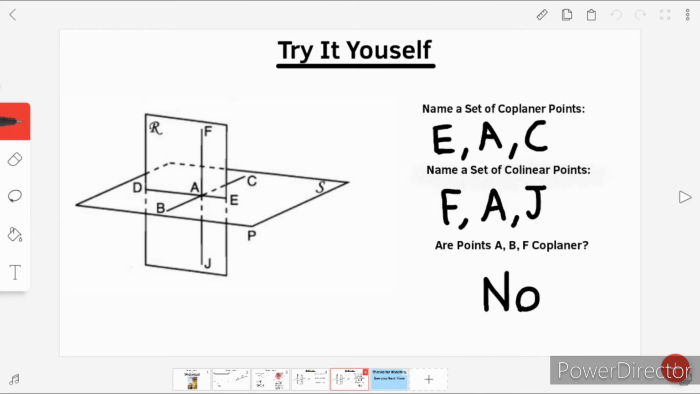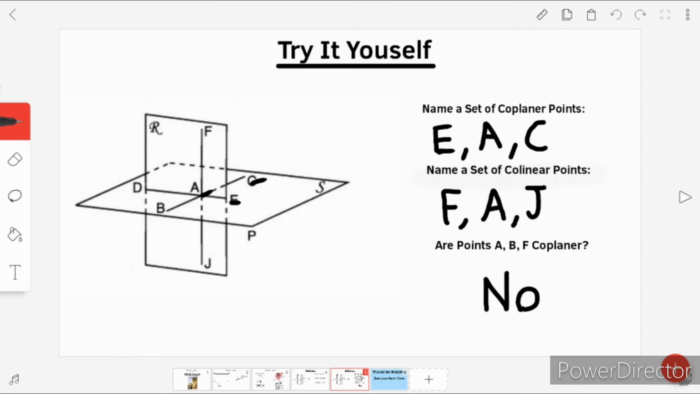So these are the answers. For coplanar points, we have E, A, and C. They never said which plane. There's both plane R and plane S, so I chose plane S for this example. E, A, and C are not collinear, and they're all on the plane, so they would be acceptable. But others would be acceptable too, like D, A, B. Just make sure that they're not collinear and they all have to be on the specified plane.